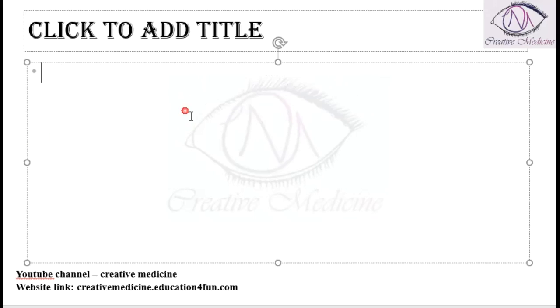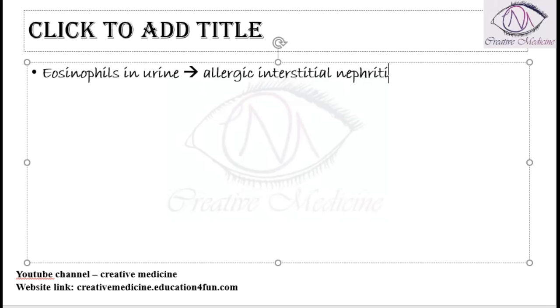Then sometimes eosinophils can be present in urine. So what is the condition where eosinophils are present in urine? Eosinophils are present in allergic interstitial nephritis.